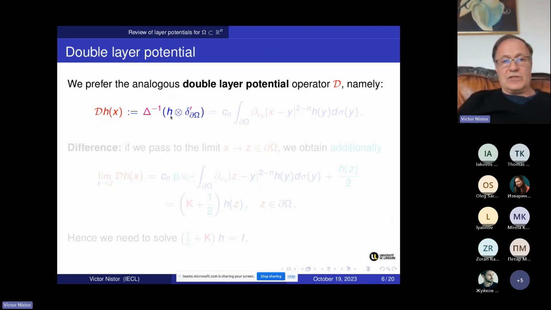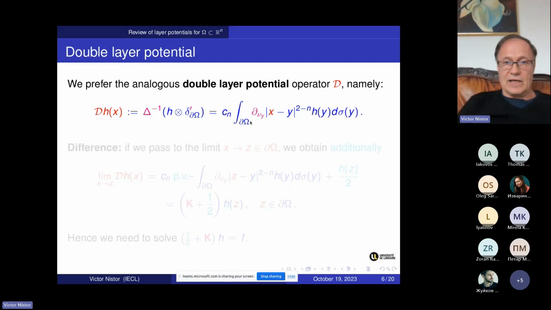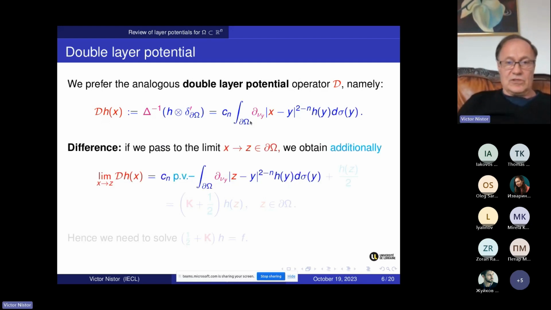So its inverse Laplacian applies to h times, this time not the delta of the boundary, but the normal derivative of this distribution. So this also has an explicit formula. The difference between the formula for the double layer potential that is here and the previous formula is in magenta, which is that we put a prime here and we took this normal derivative here. Otherwise, it looks exactly like the single layer potential.